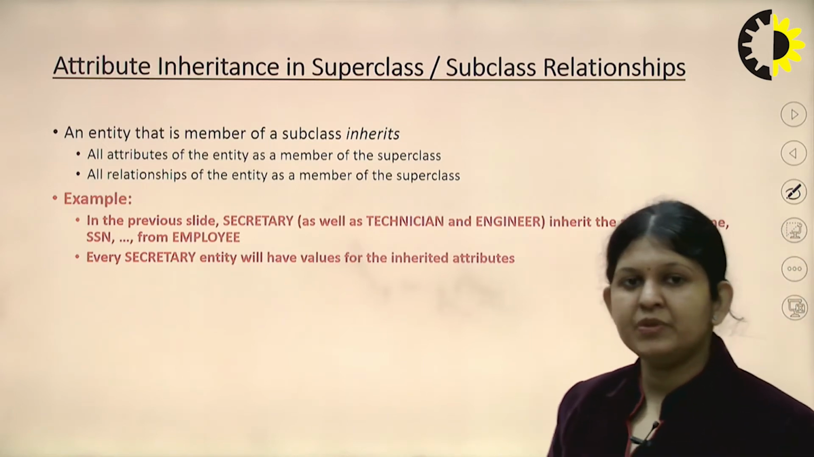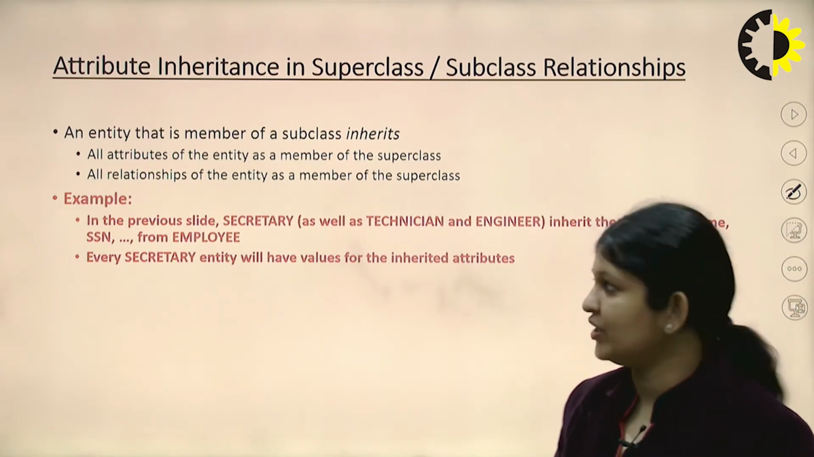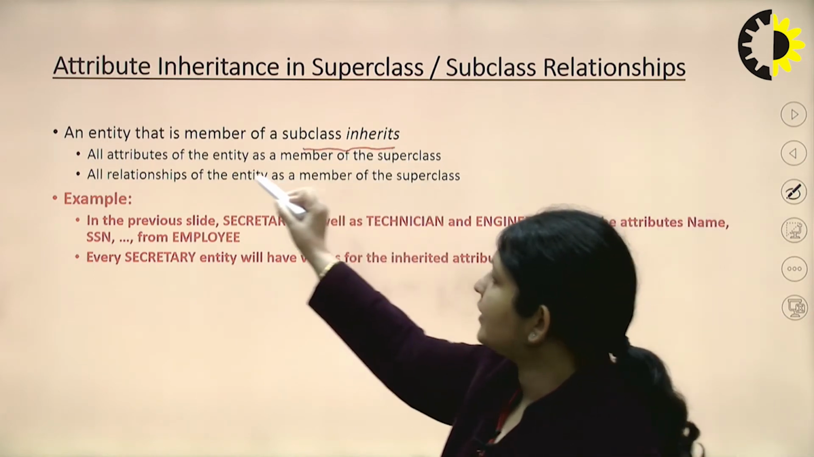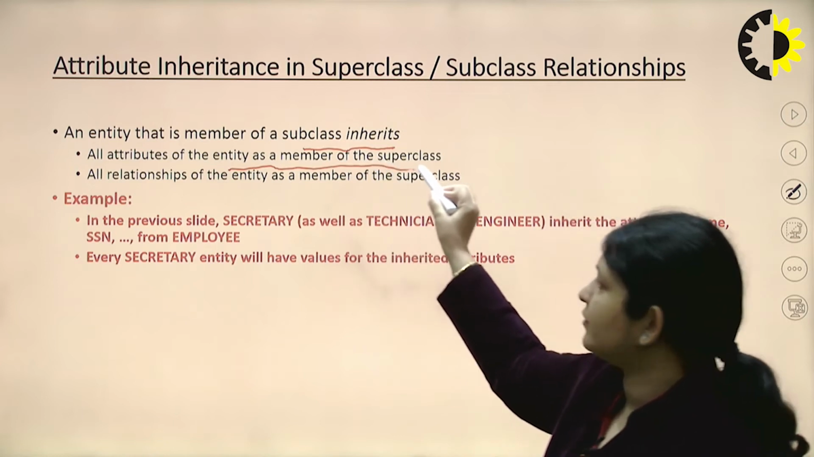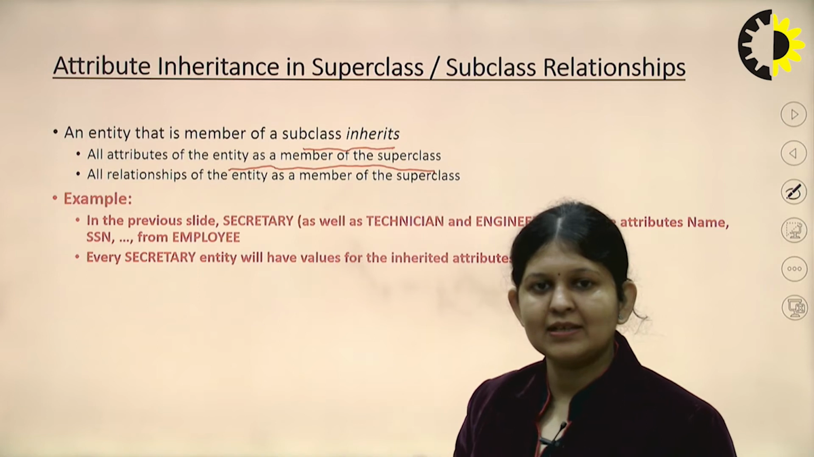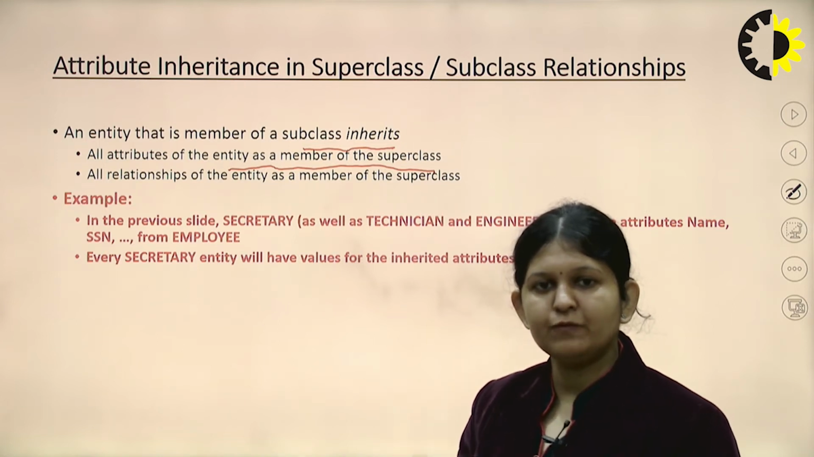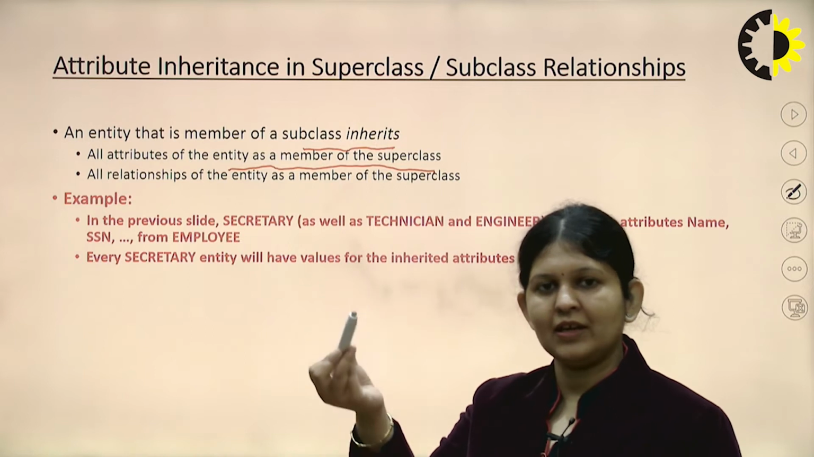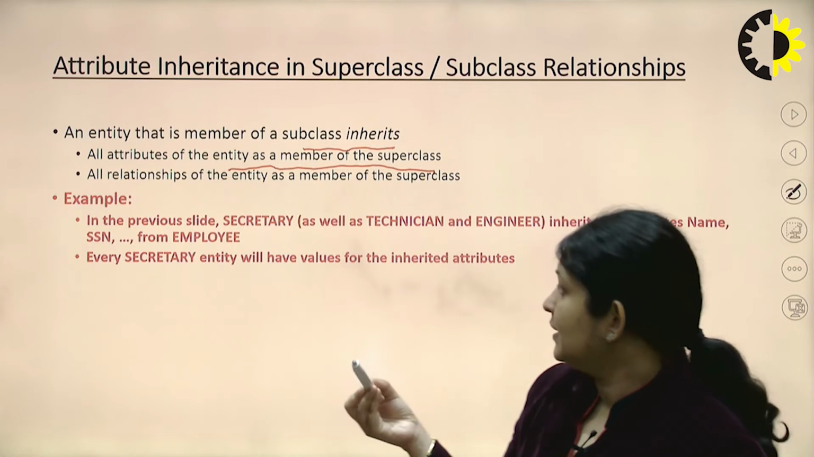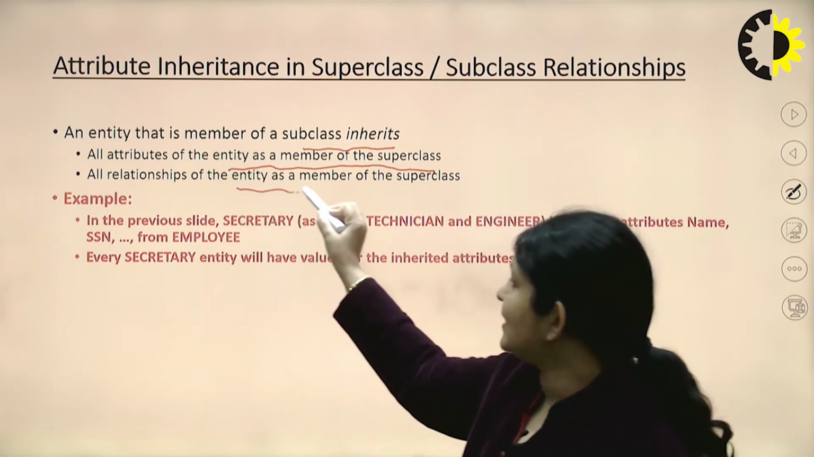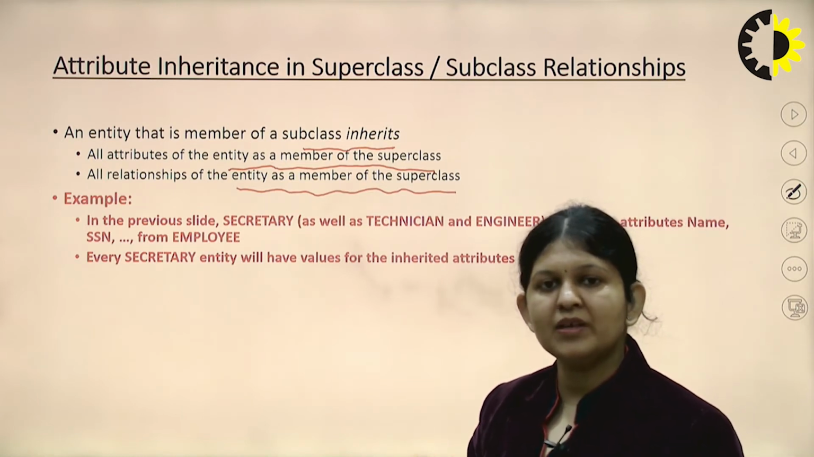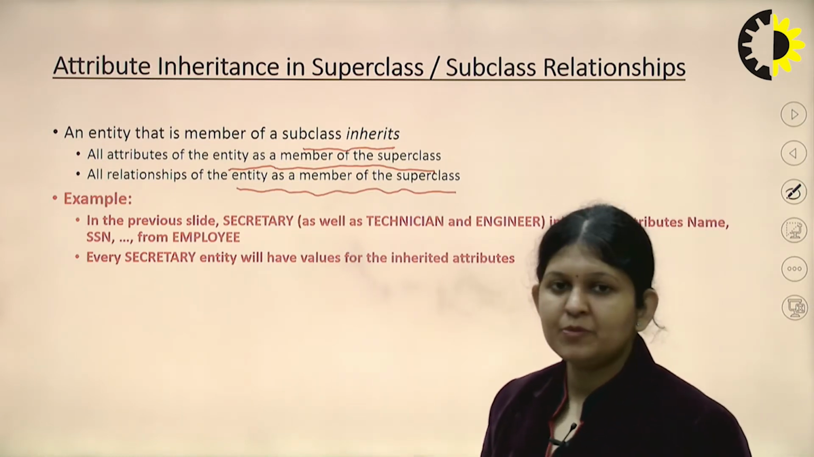Now, how are the attributes inherited in the superclass-subclass relationship? An entity that is a member of the subclass inherits all the attributes of the entity as a member of the superclass. As we know, if we have a particular entity as a member of a subclass, it would definitely inherit all the attributes of the superclass also, because it would be a member of the superclass. It inherits all relationships of the entity as a member of the superclass. Not only the attributes, it would also inherit the relationships.